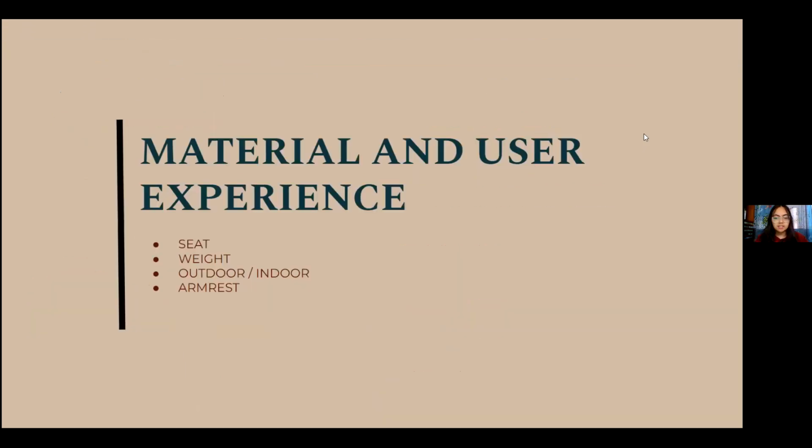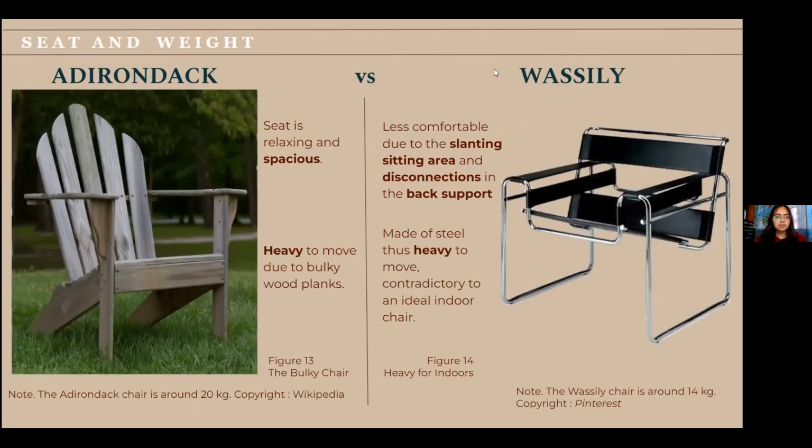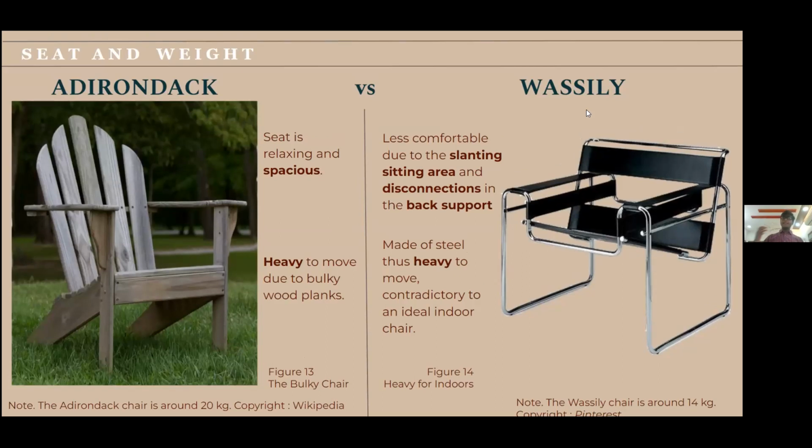Discussing the user experience while keeping in mind the material selected for these chairs, we will now look at the seat, the weight, surroundings which best suit these chairs, and the armrests. The Adirondack chair is spacious, which allows the user to sit cross-legged on the chair. The wooden planks add weight to the chair, making it bulky and tough to move around. Meanwhile, the slanted seat and the disconnected backrest on the Wassily chair seem to make it uncomfortable for long seating hours. The Wassily chair too is heavy, nearly 14 kgs, which makes it impractical to shift. Being an indoor chair, it should ideally have been light to carry and move around.